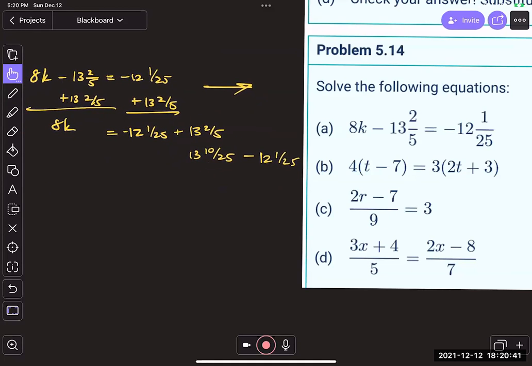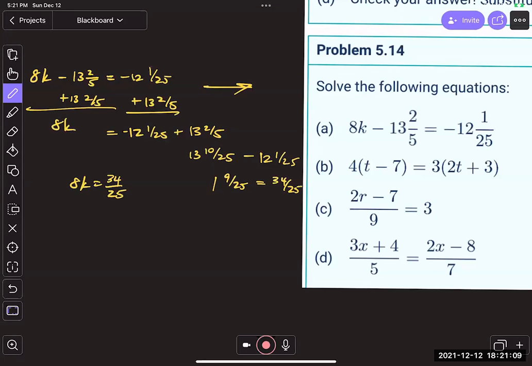Mm-hmm. What is that then? It's 1 and 9/25? Yep. So now let's go ahead and make this an improper fraction. What is that going to be as an improper fraction? 34/25. Exactly. Any questions so far from anyone? All right, so at this point we have 8k equals 34 over 25.